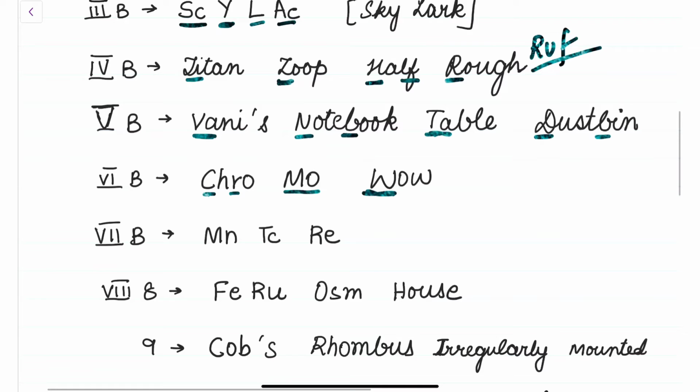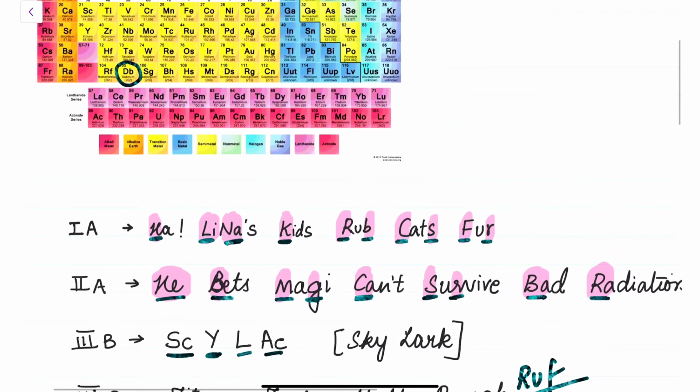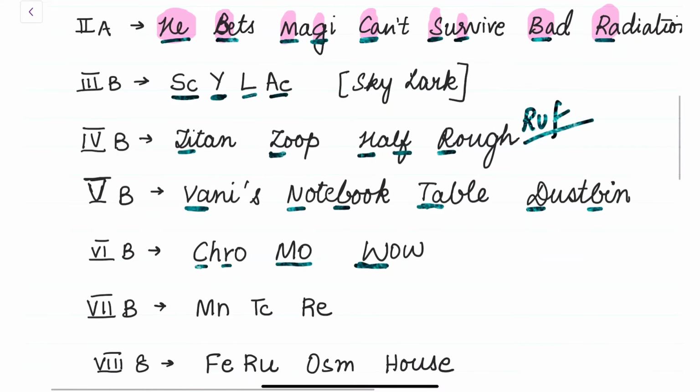Alright. Moving on to the 7B group of elements. So we have manganese, technetium, and rhenium. So Mantakri is the trick. Mantakri, chromo wow, Mantakri for 7B. So manganese, technetium, and rhenium.